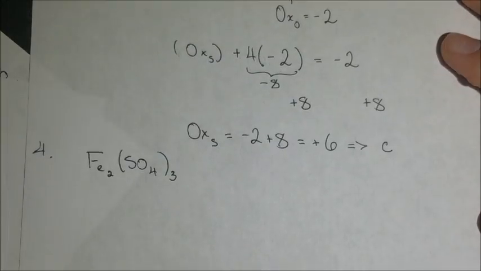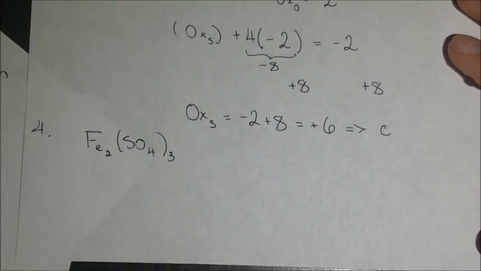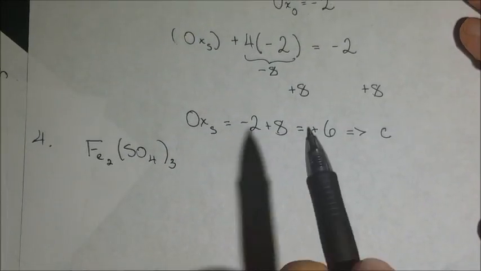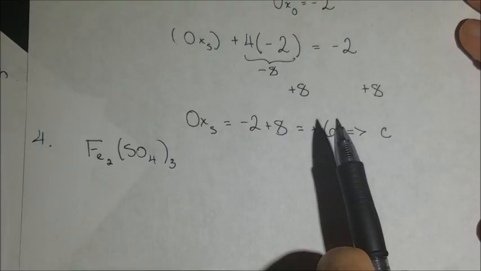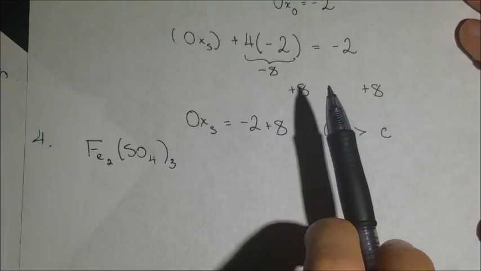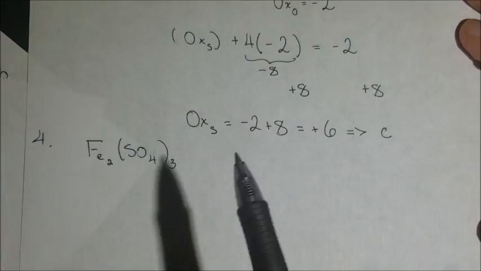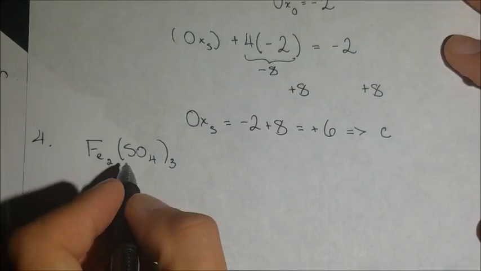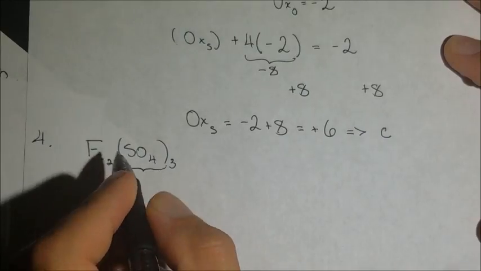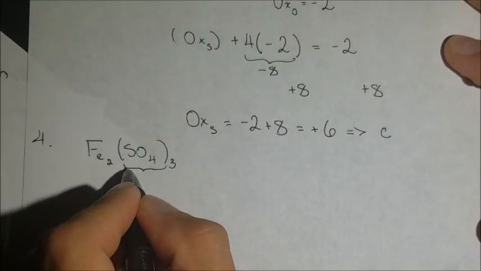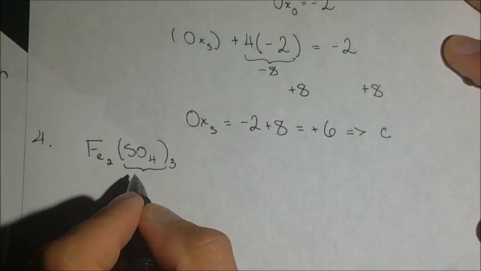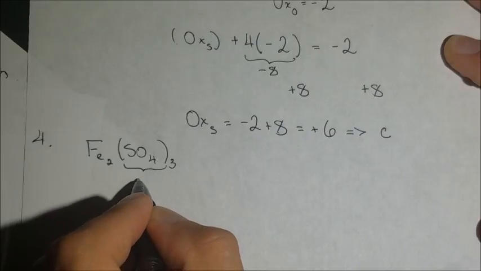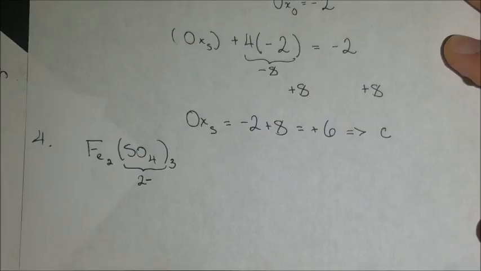So number 4 now piggybacks off of number 3, because we can use what we learned from number 3 to figure out what the oxidation number is on the iron. So we know from number 3 that the oxidation numbers of the sulfur and the oxygen provide that the charge of the sulfate is a -2.